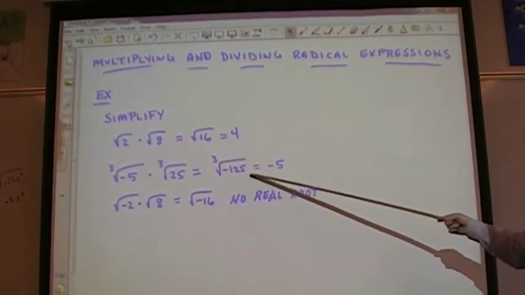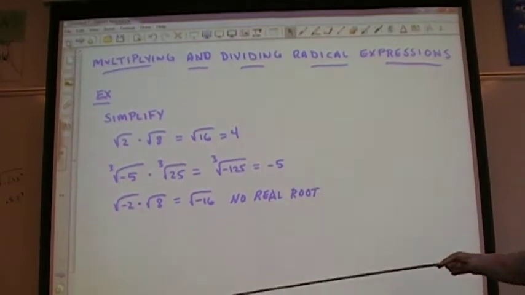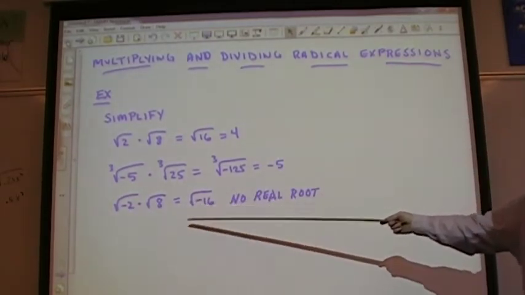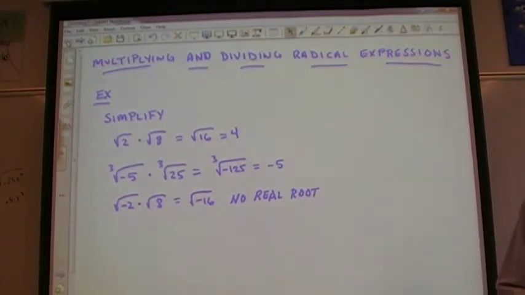The cube root of negative 125 is negative 5. Here, no real root, because you can't take the even root of a negative number. So those are three separate examples. Do we have questions? For these, we're not going to have to write anything like a complex number? No, just like in last night's, we're looking for the real roots. So if you have an even root of a negative number, you put no real root.